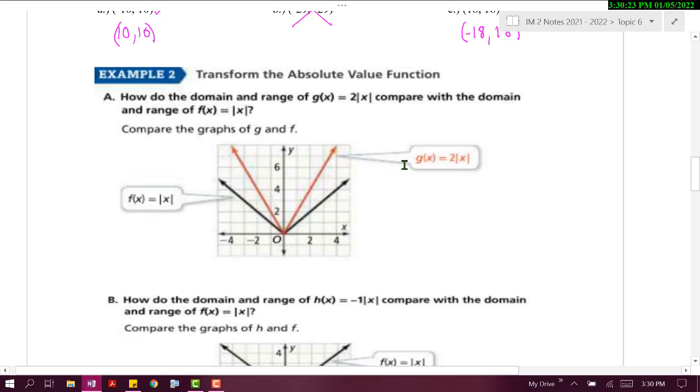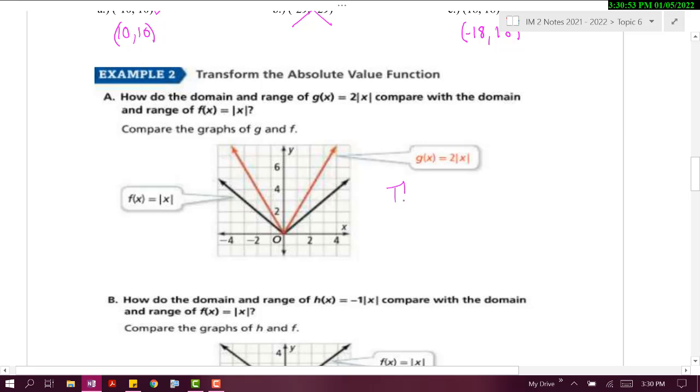All right, transforming absolute value functions. How do the domain and range of g of x equals 2 times the absolute value of x compare with the domain and range of f of x equals the absolute value of x? So we're looking here, we got our regular absolute value of x here in the black. And then we have g of x, our new one, in the orange. And look, what's the difference?